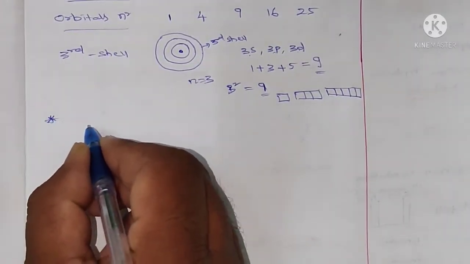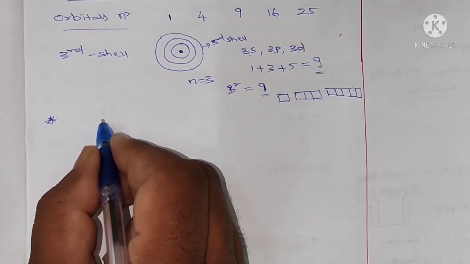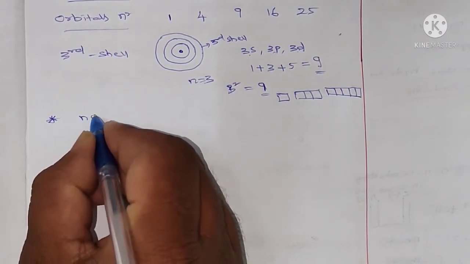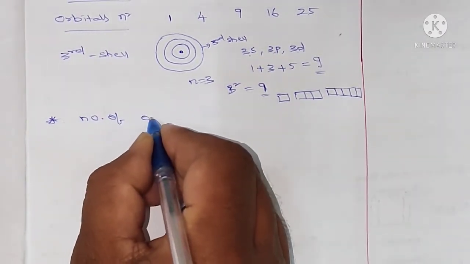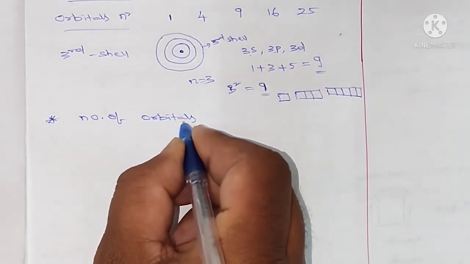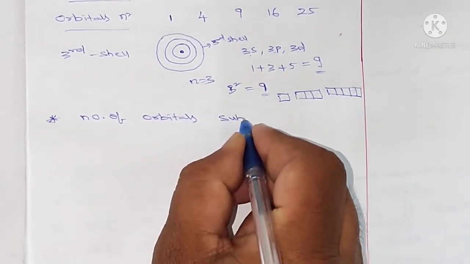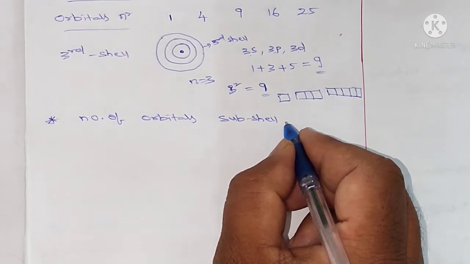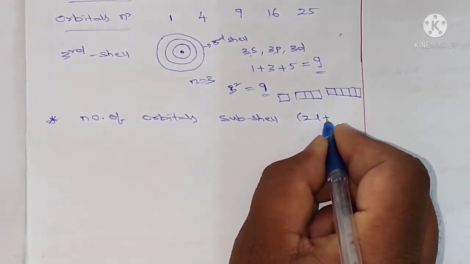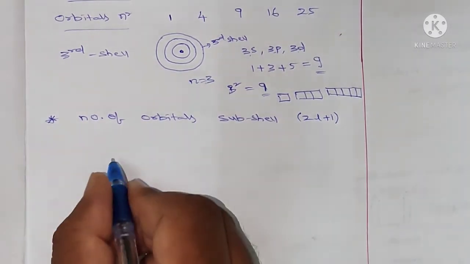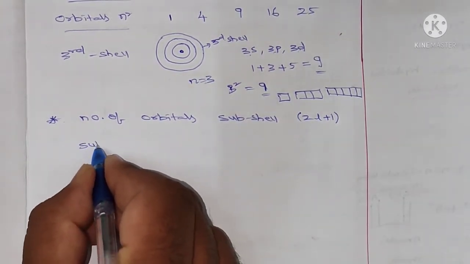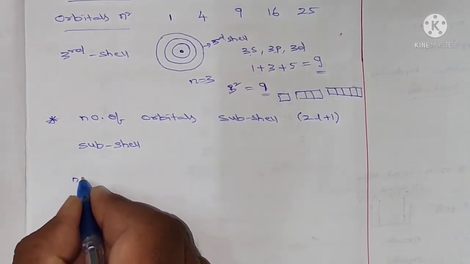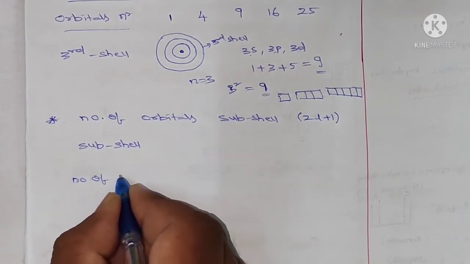And the number of orbitals present in a subshell is equal to 2l plus 1. The number of orbitals present in a subshell or orbital is equal to 2l plus 1. Let me take one table here. Subshell and number of orbitals.